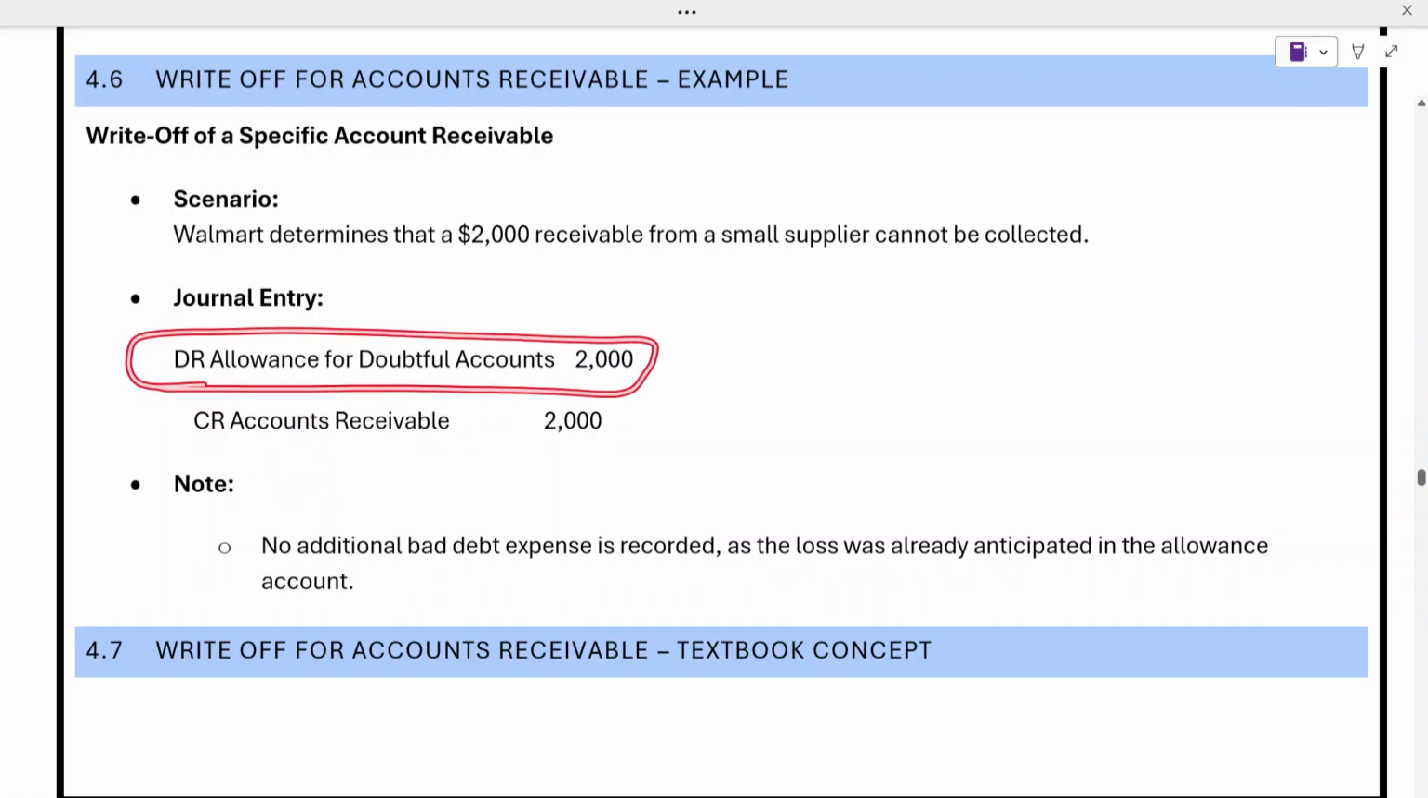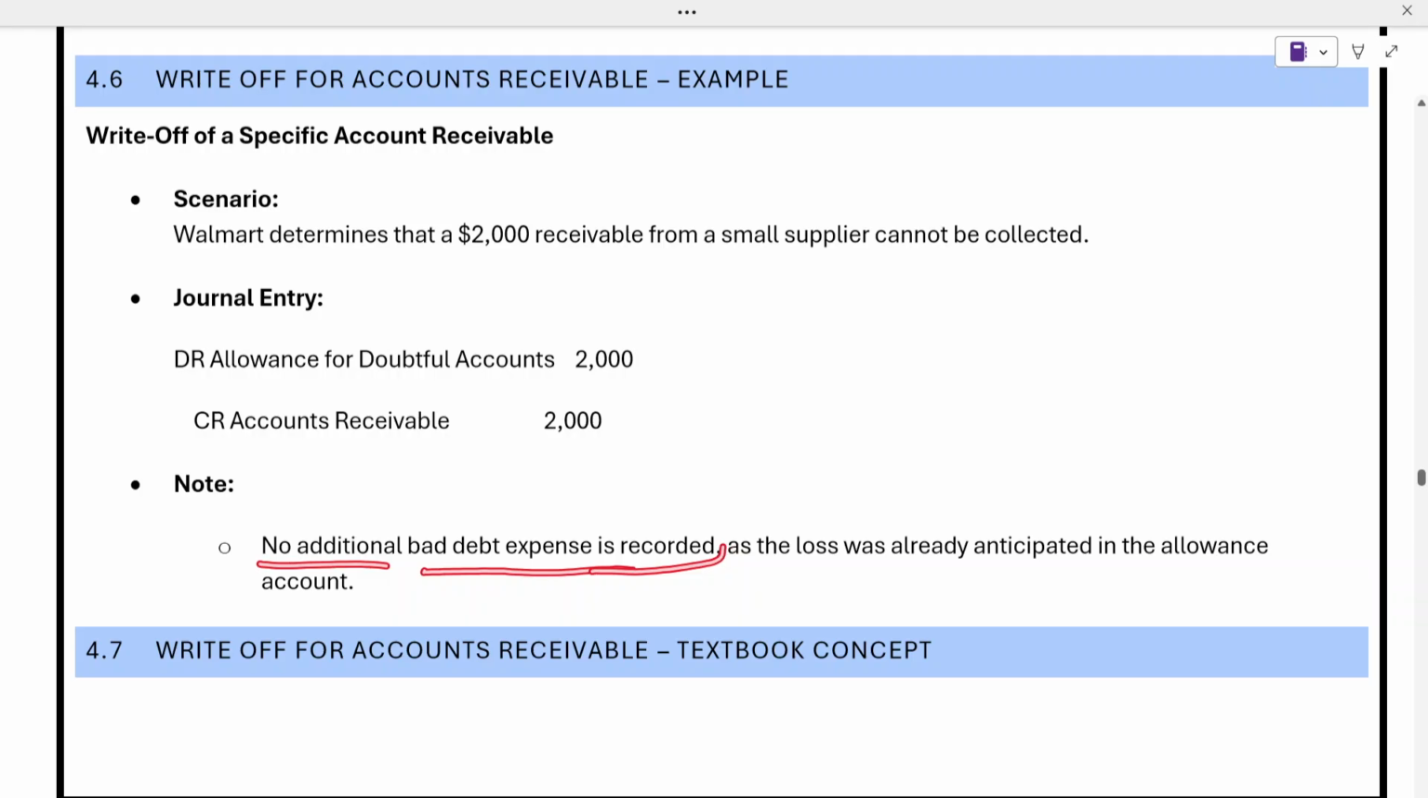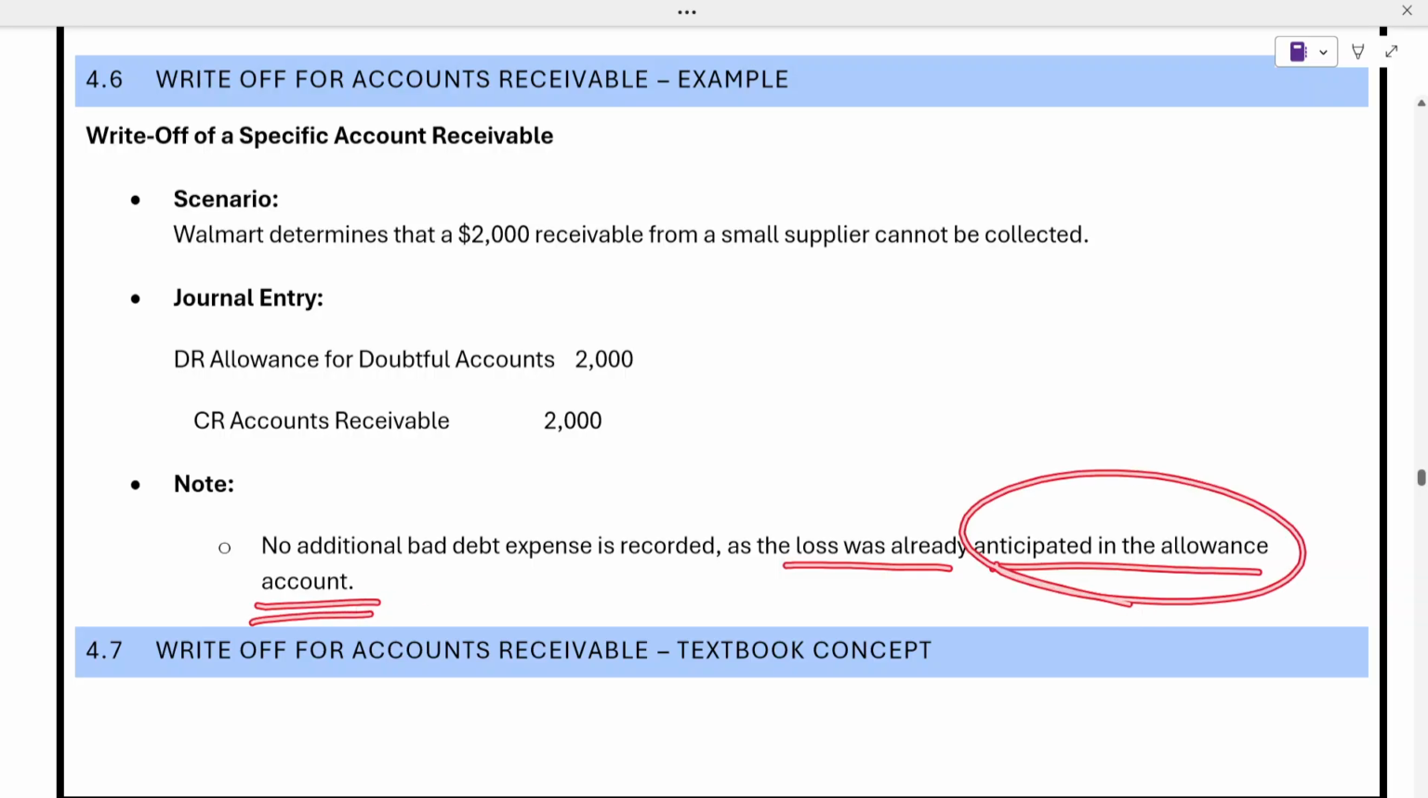But right now, the concept we are discussing is based on the assumption that we have created an allowance for doubtful accounts. The same thing has been written in the note here as well: no additional bad debt expense is recorded. Why? Because the loss was already anticipated in the allowance account. We have already created the account, so this entry will be passed.